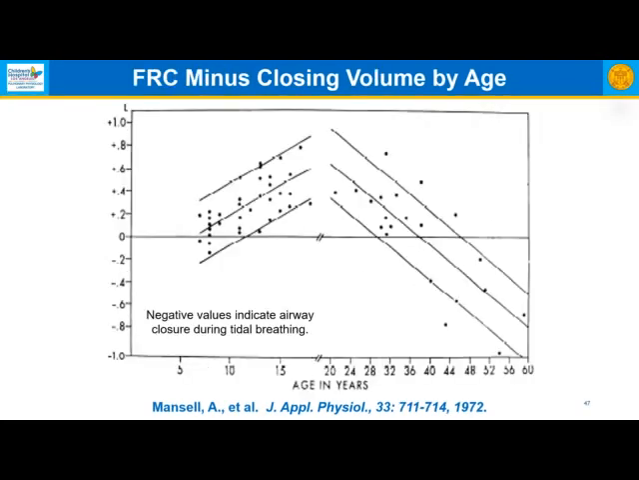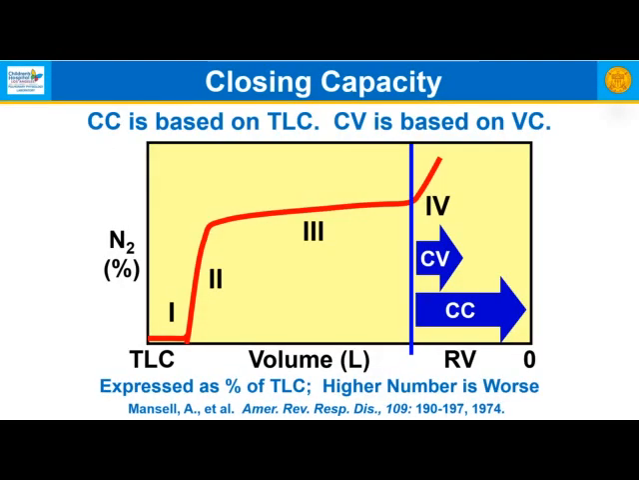This shows FRC minus closing volume. So negative volume values indicate airway closure even during tidal breathing. I'm not even on this scale, unfortunately, but certainly people above, let's say, late 40s, 50, have airway closure occurring even during tidal breathing. Some very young children do. But again, in this 16 to 20, 24 age range, when pulmonary mechanics are optimal, airway closure does not occur in tidal breathing. It only occurs below FRC.